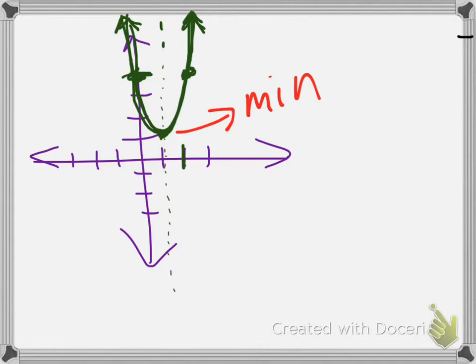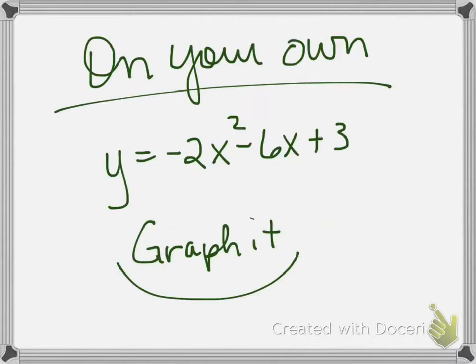Okay? Remember that we know that it's going to be a U because of the x squared. X squared makes the U.